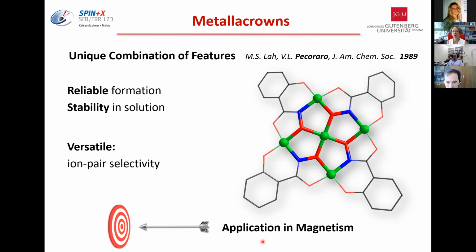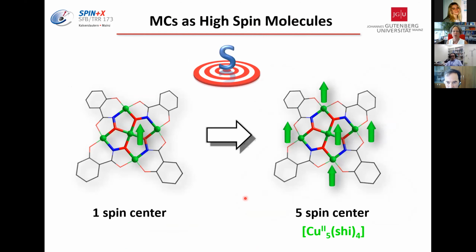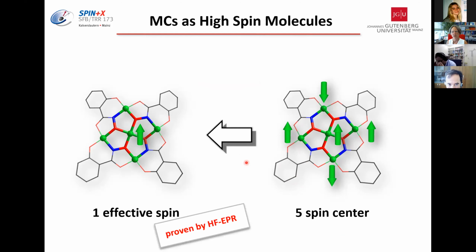So our goal at the time was to apply them for magnetochemistry, to really introduce them to the magnetic community. So what we did, coming from a one spin center, one spin molecule as I showed you before, was to check in detail the metallacrown composed of 5 copper ions, shown here on the right. All of these copper ions are paramagnetic, so we now have 5 spin centers. And we were quite disillusioned to see that it's behaving exactly like a one effective spin system. We could prove this not only by magnetometry, but also by high field EPR, which really confirmed very nicely an S = 1/2 spin ground state throughout the whole molecule.